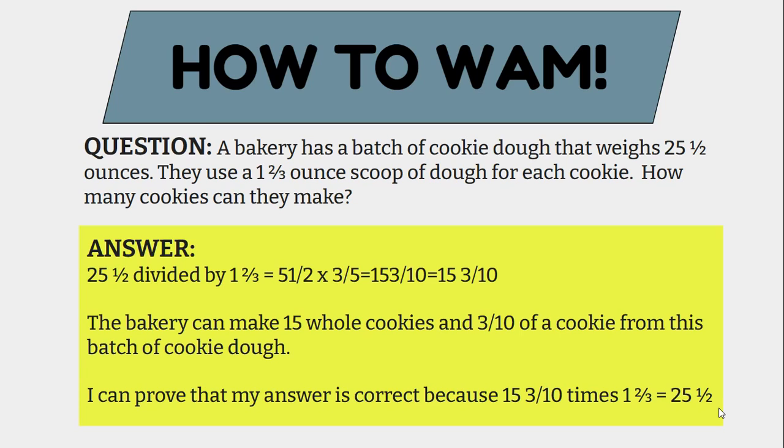Next, I'm going to explain. I'm going to write a sentence explaining my answer. So the bakery can make 15 whole cookies and 3/10 of a cookie from this batch of cookie dough. That's my answer. And then I'm going to justify. I can prove that my answer is correct because 15 3/10 times 1 2/3 is equal to 25.5.